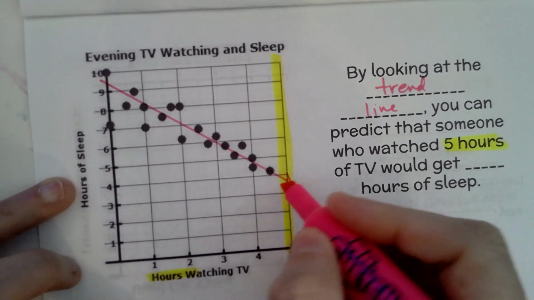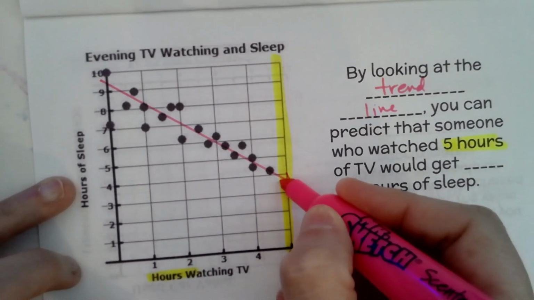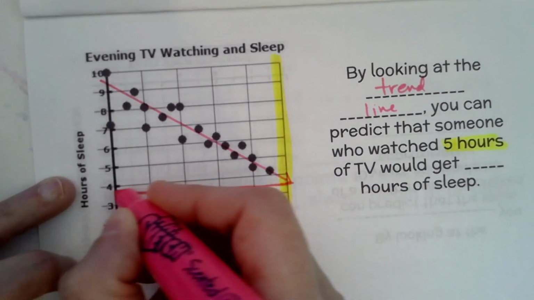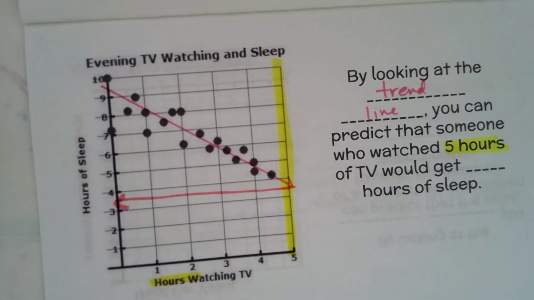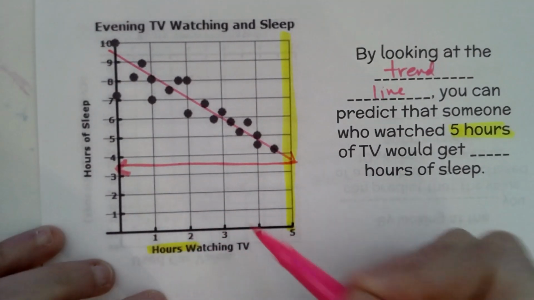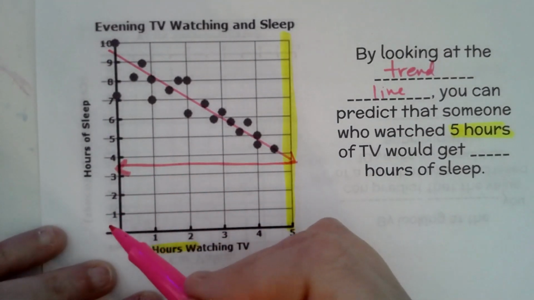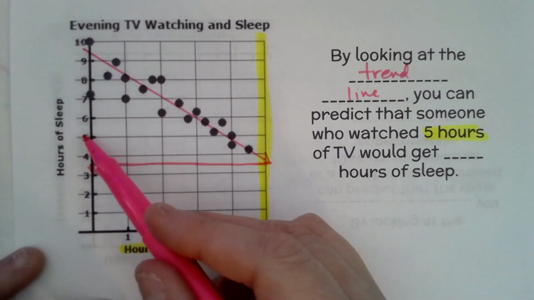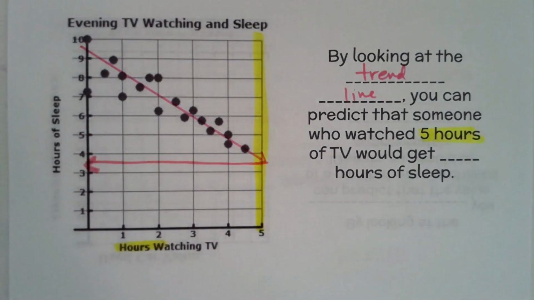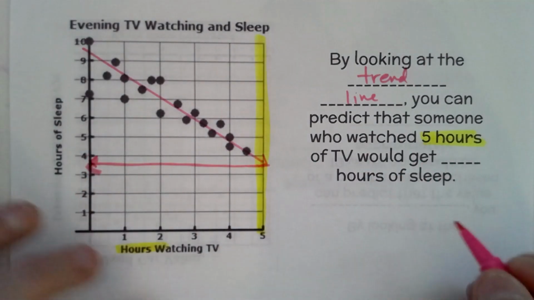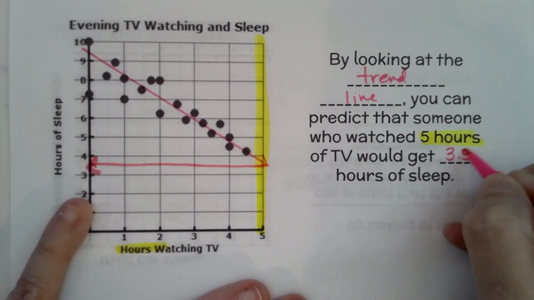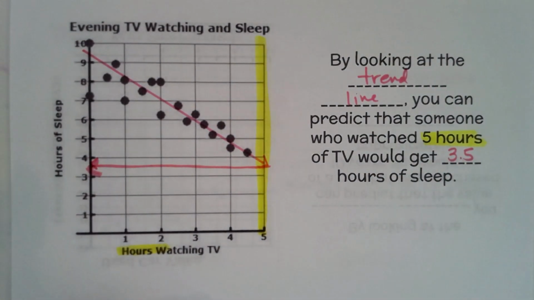Okay. So now what I'm going to do is take my other highlighter or my marker or my pencil, and draw an arrow across to the other axis. Now they don't always ask me about something on the x-axis. Sometimes they'll say a person who got 5 hours of sleep watched how much TV. But when I got over here, this is about 3.5 hours of sleep. Sounds good to me.